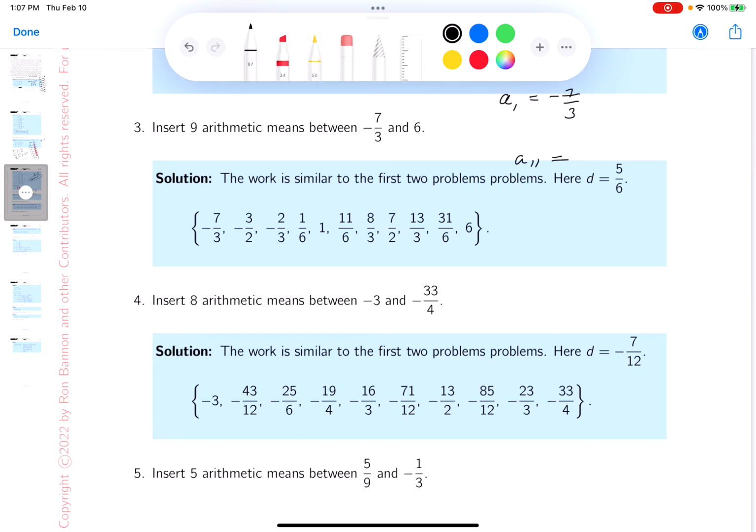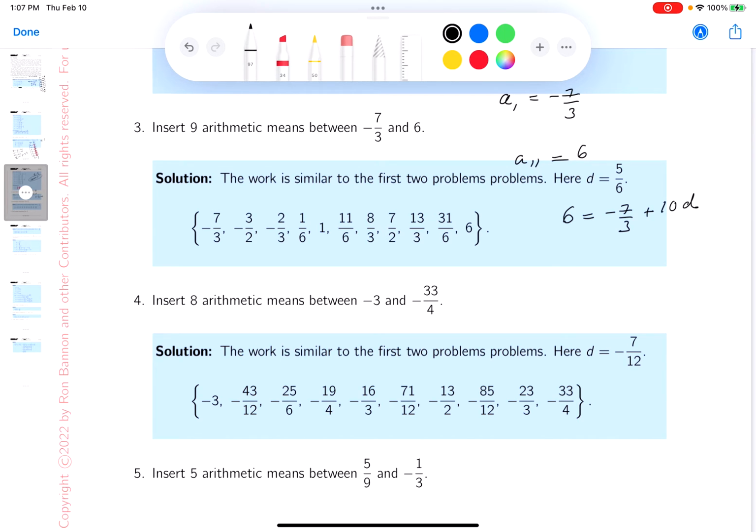And no, I'm not going to write down A2, A3, blah, blah, blah. And what's A11? It's 6. All right, so you notice I'm not writing it all down now. I'm not writing A2, A3. I'll get them, but I want to now do what I need to do, which is figure out the D. So A11, which is 6, that's going to equal A1, which is minus 7/3, plus 10D.